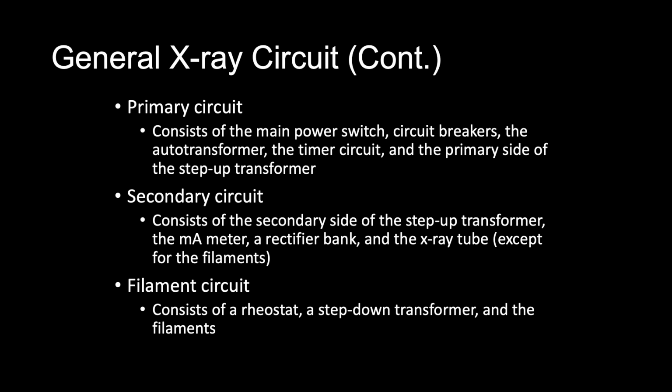The primary circuit consists of the main power switch, which is connected to the incoming power supply, the circuit breakers, the auto transformer, the timer circuit, and the primary side of the step-up transformer. The secondary circuit consists of the secondary side of the step-up transformer, the milliampere meter, a rectifier bank, and the X-ray tube, except for the filaments. The filament circuit consists of a rheostat, a step-down transformer, and the filaments.